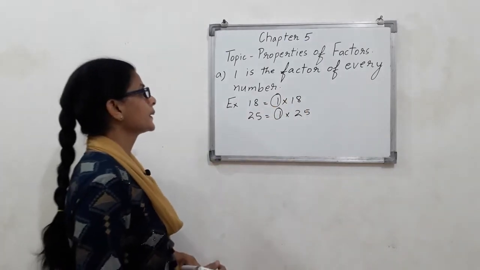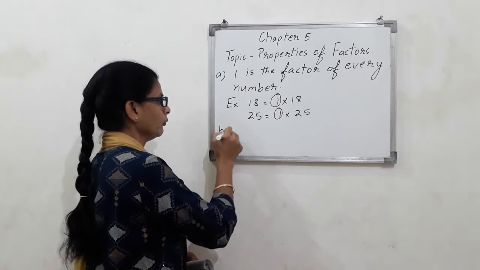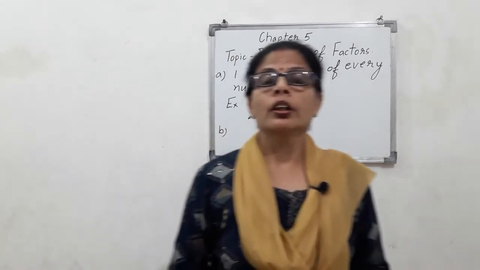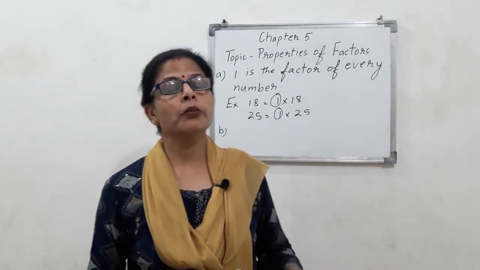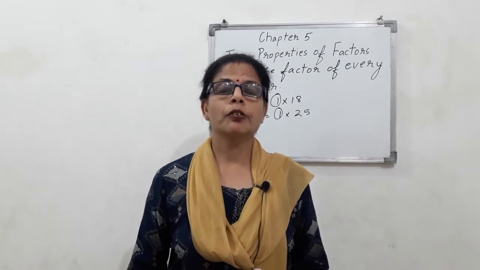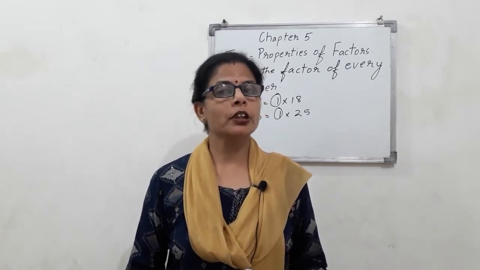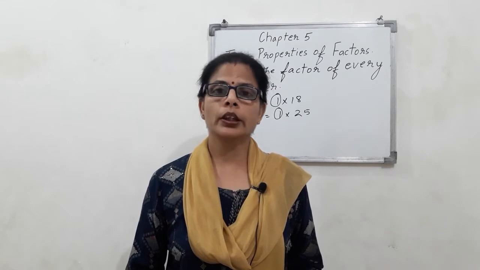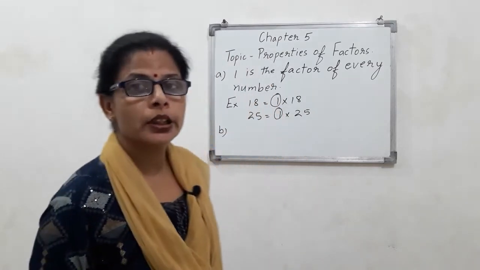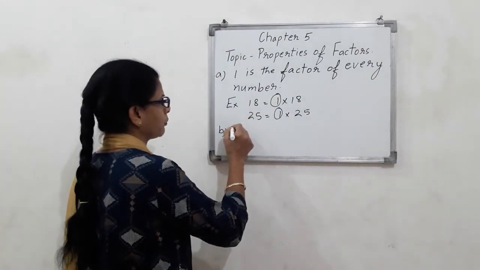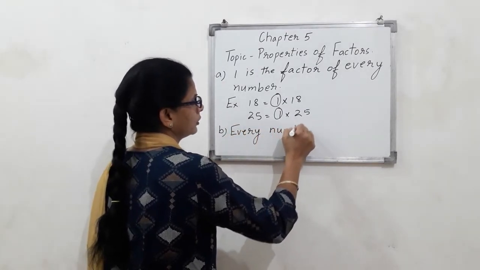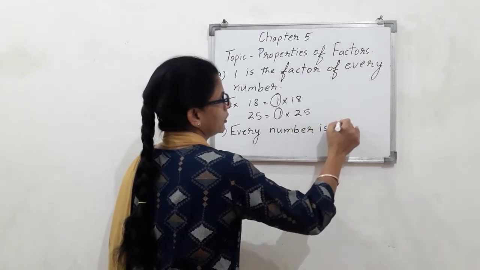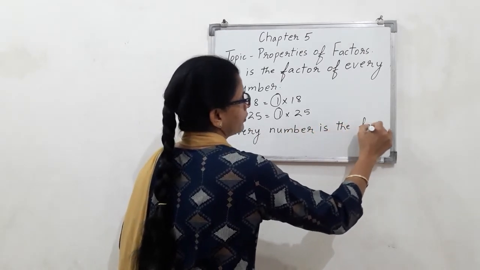Clear? Second property. Every number is the factor of itself. It means every number comes in itself. If we find 25, 25 comes in 25 table. How many times? One time. So, every number is the factor of itself.